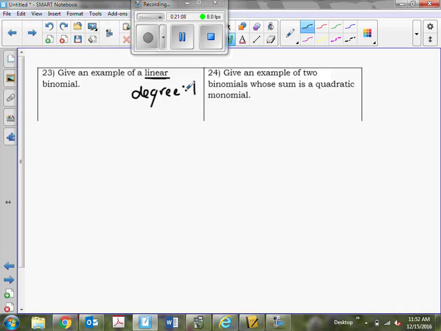And a binomial meaning it should have 2 terms. So we could make it anything that we wanted as long as it has a degree of 1 and 2 terms. So an example of a linear binomial could be 16 minus 3x. This is a linear binomial because it has a degree of 1 and it has 2 terms. Why don't you try creating your own?